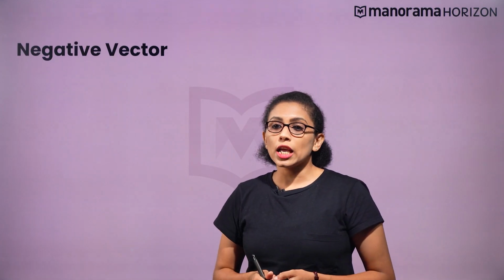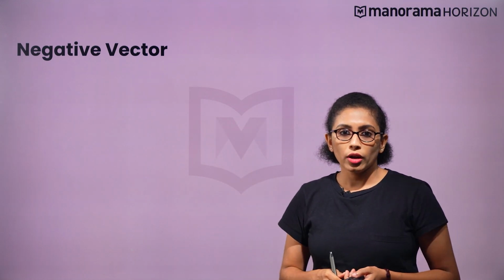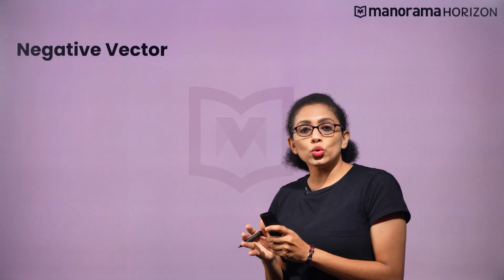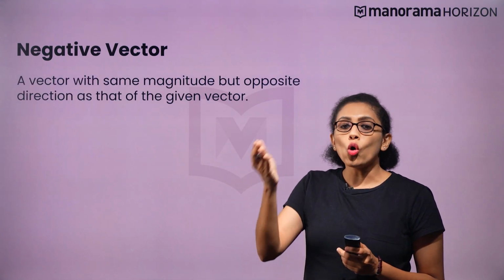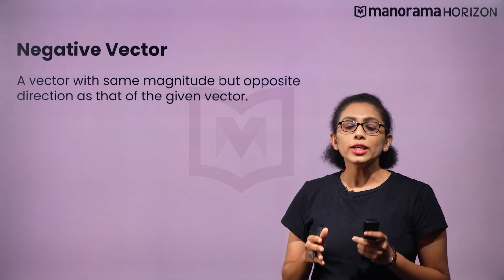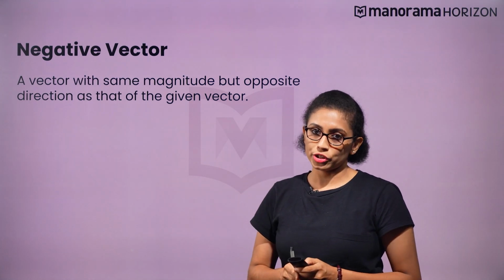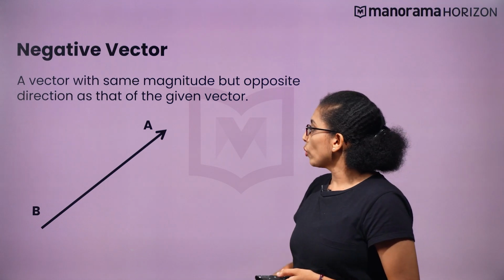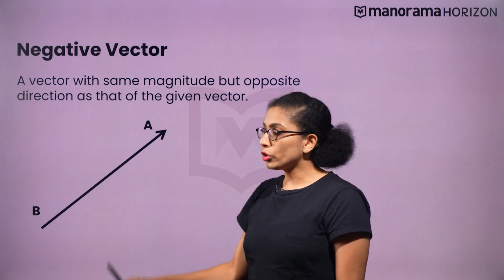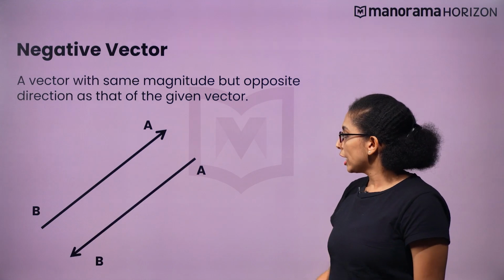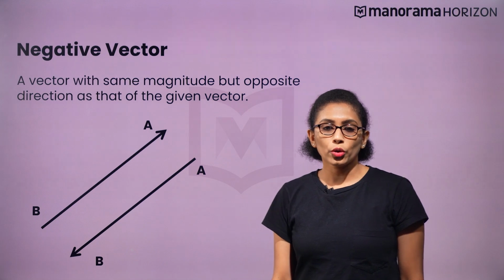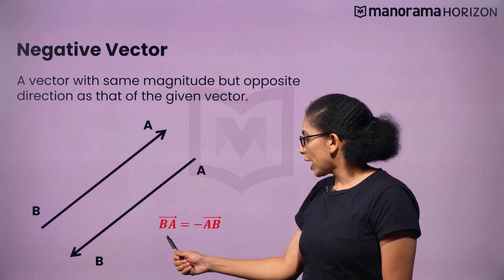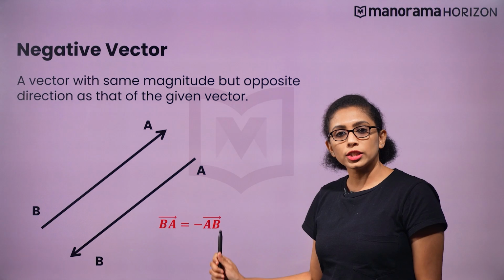Next, we can see what is a negative vector. We have discussed the others, and this is the last one. A vector whose magnitude is the same as the given vector, but whose direction is opposite to that vector, is called the negative of the given vector. For example, consider a vector AB. Now, what will be its negative vector? It will be BA, with the direction opposite to AB. Alright? And it is written as vector BA equal to minus of vector AB.